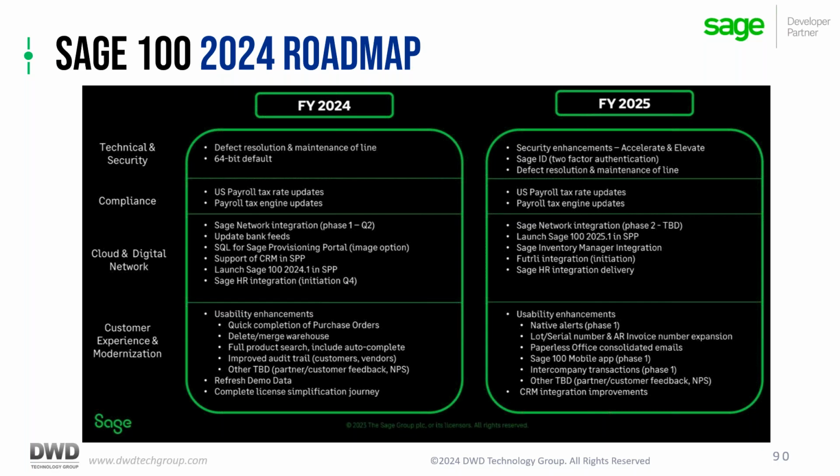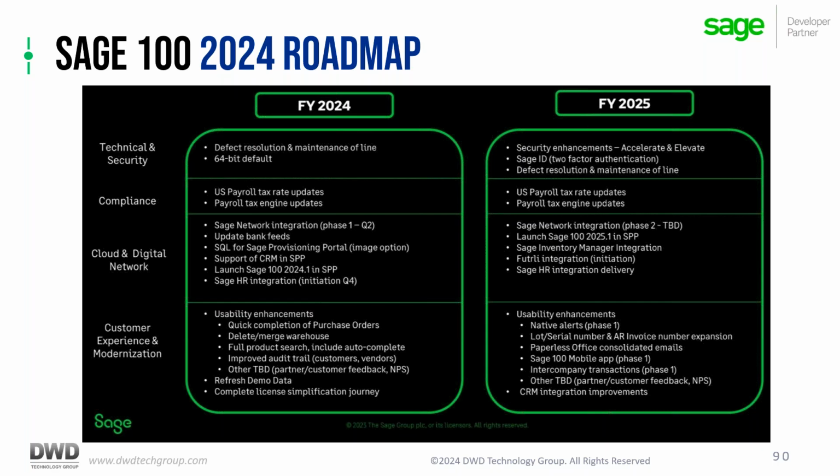Sage Network integration, phase 1, which we talked about, Sage Connect, right? Bank feeds, they've worked on that in 2024. If you do bank rec a lot, there's actually a way. Mary in our group did a presentation on that. How do we integrate the bank with your bank rec, right? So that was a thing to do.